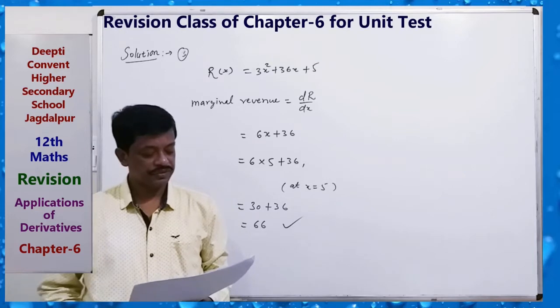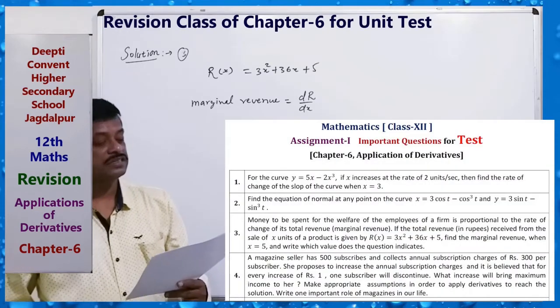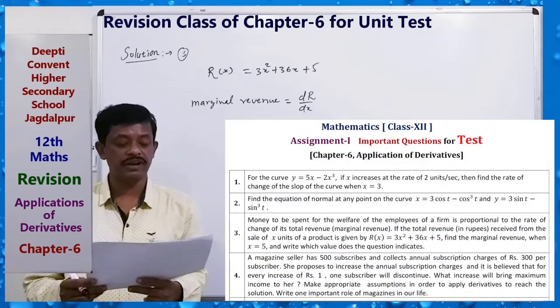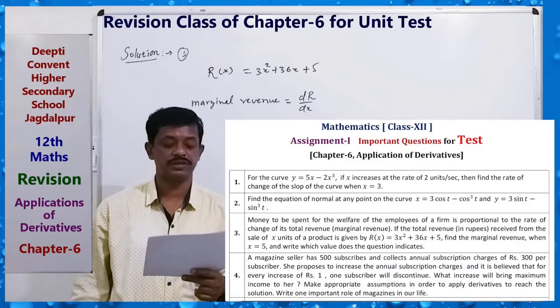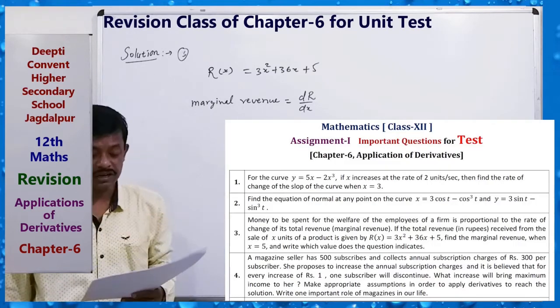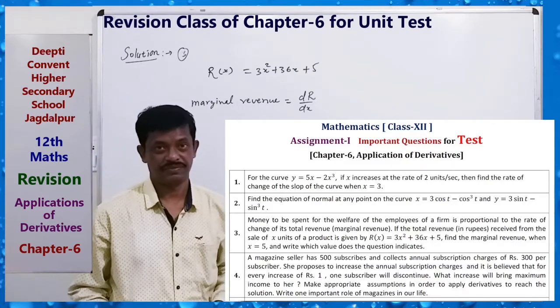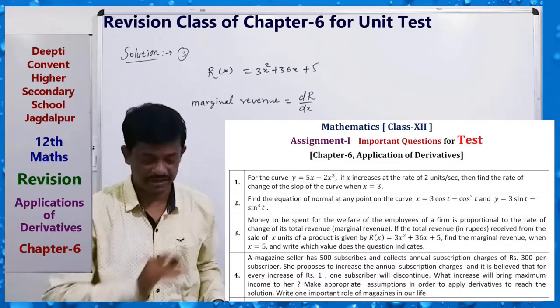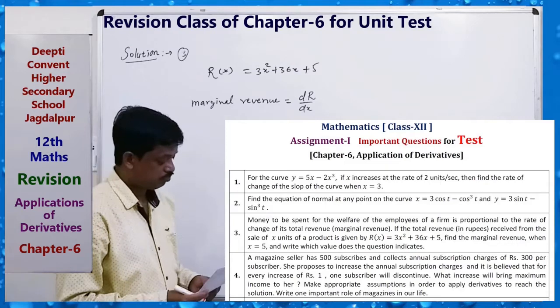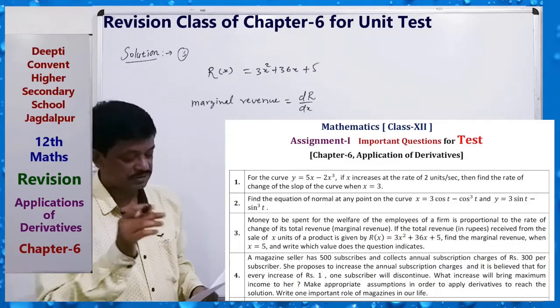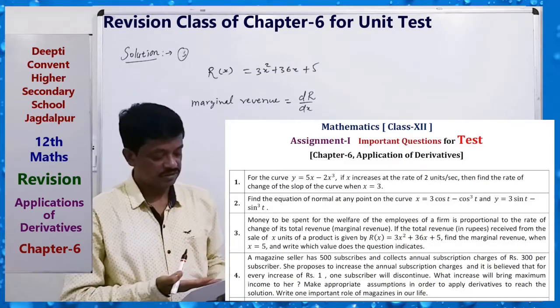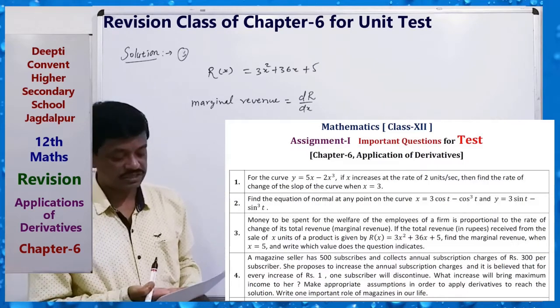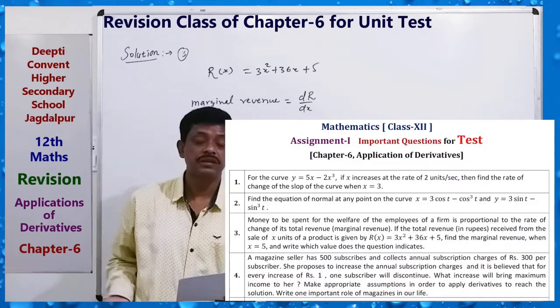Here also, a magazine seller has 500 subscribers and collects annual subscription charges of rupees 300 per subscriber. Okay, means how many subscribers are there? 500. And per subscriber she collects the subscription charge rupees 300.